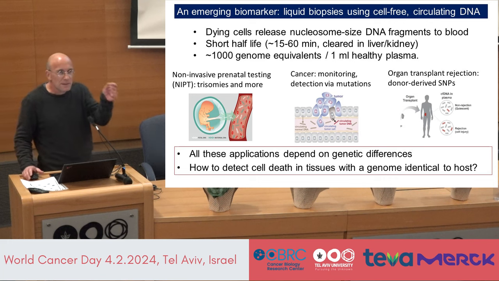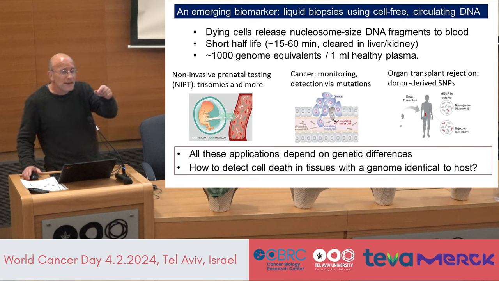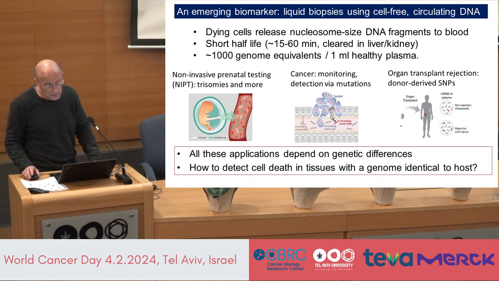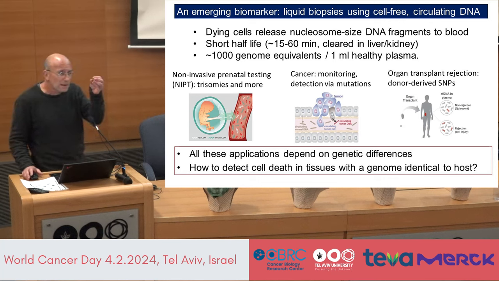arena is organ transplant rejection. So people that are transplanted with solid organs, if you find cell-free DNA fragments harboring SNPs of the donor, this is an indication of an upcoming serious rejection. You can treat those patients earlier. But if you note, all these cases rely on something simple.